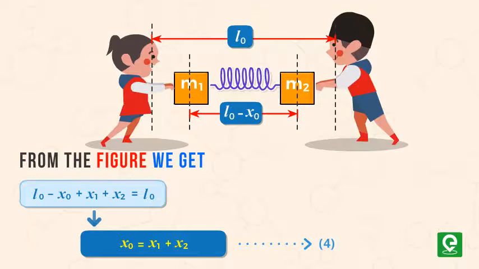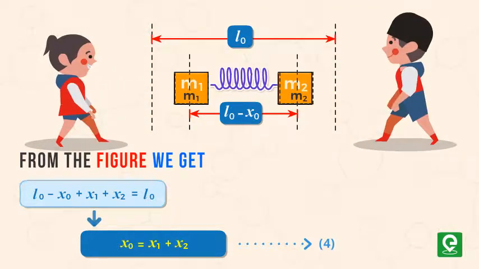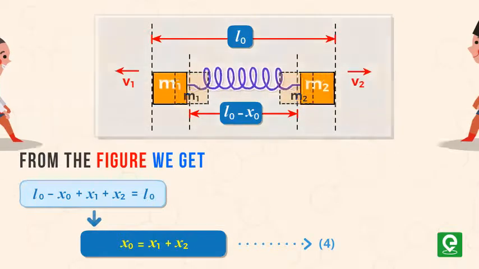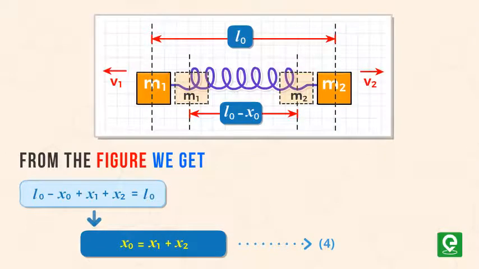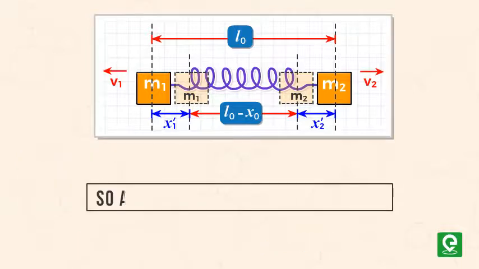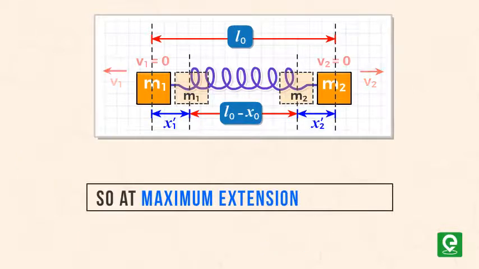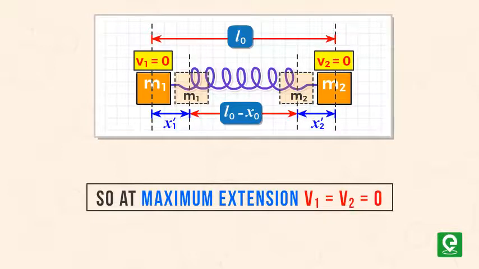Due to inertia, both the blocks move further away from the position of the natural length of the spring. Maximum extension will occur when both the blocks come to rest. Let us assume that x1' and x2' are the extensions of the spring from the natural length due to blocks M1 and M2 respectively. So, at maximum extension, velocity V1 will be equal to V2 equal to 0.